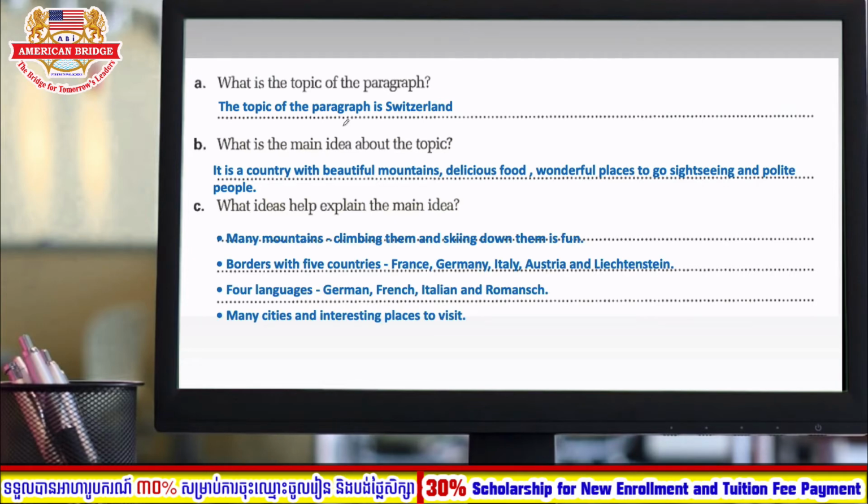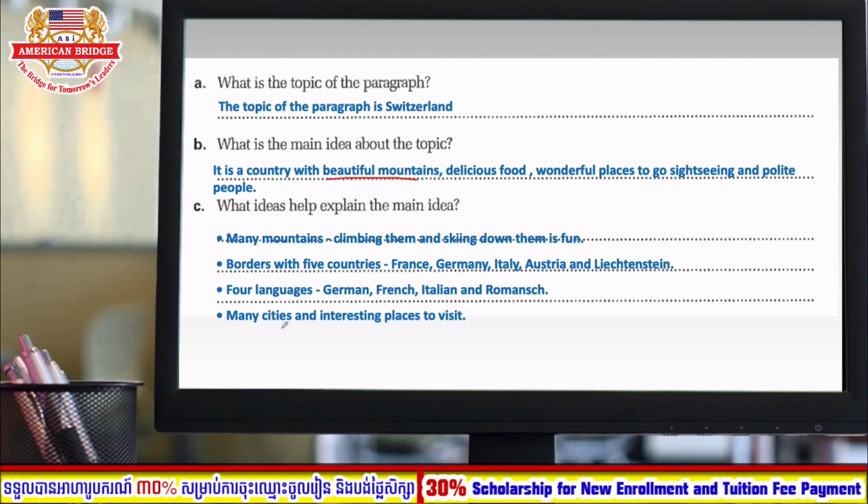So here are ideas that help explain the main idea. So we call it a country with beautiful mountains. What to do with these beautiful mountains? You can climb them and ski down. The mountain is very fun. So the border with 5 countries, we have France, Germany, and so on and so forth. This information gives a better view of the geographical location of the country, which is Switzerland.